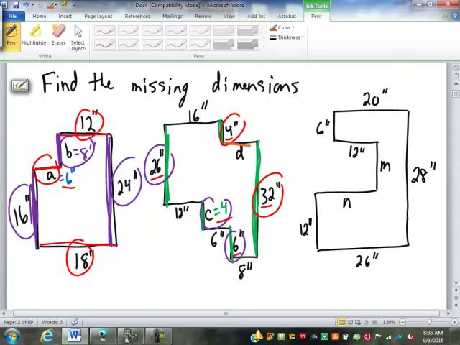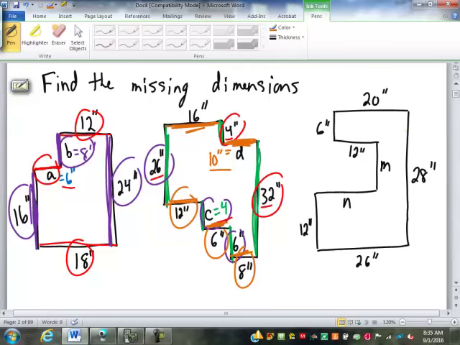How about for D here? What'd you get? 10. Perfect. Same thing. That's a horizontal dimension, so we're looking at the other horizontal dimensions. And we find that these three have to add up to the same as these two. So 12 plus 6 plus 8 is 26. 16 and D must add up to 26. So we subtract 16 to get 10.